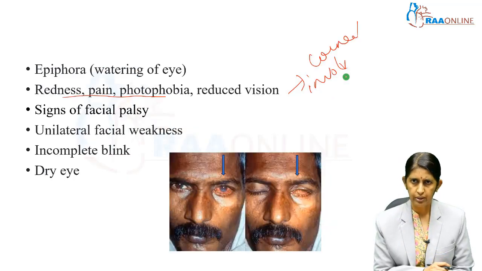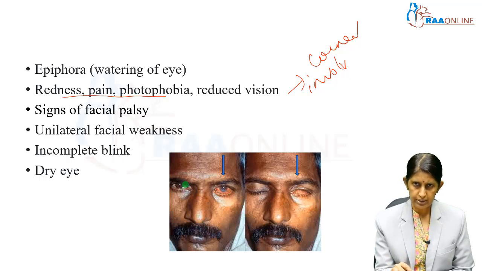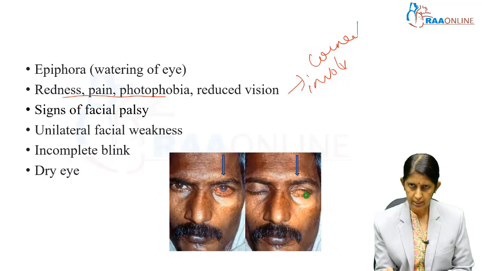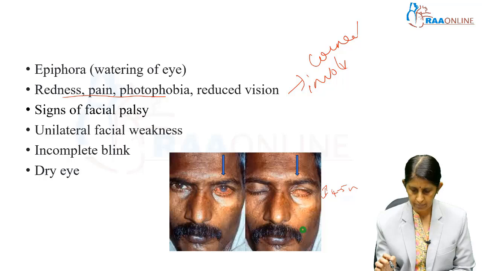You can see in this picture. This is classically what we call lagophthalmos. When the patient is asked to close his eyes, you can see that there is normal closure on the right side, the normal eye, and there is inadequate closure. This is called lagophthalmos. This patient probably has a lagophthalmos of about 4 to 5 millimeters, and you can also see here the nasolabial fold is present on the normal side, but it is completely absent on the abnormal side.